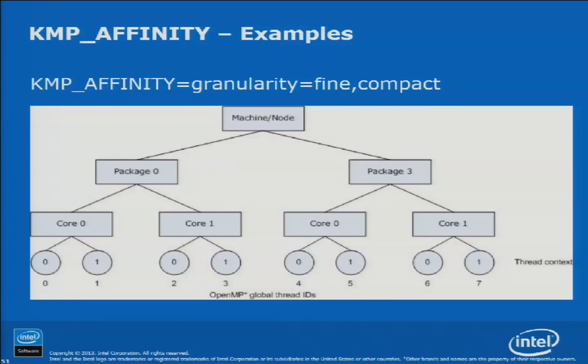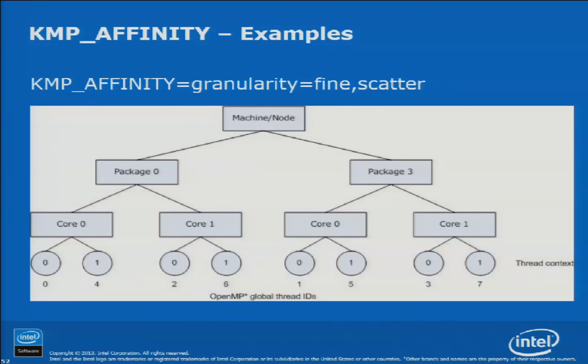Compact means keep the threads as close together as possible. So start filling a local cache, then the socket, and when you run out of cores on the socket, take the next core. Right? We also have scatter. That would place threads as far apart as possible. So start one thread on the local socket, then do the next one on another socket, right? Then another socket until you run out of sockets, and then you come back to the first socket.